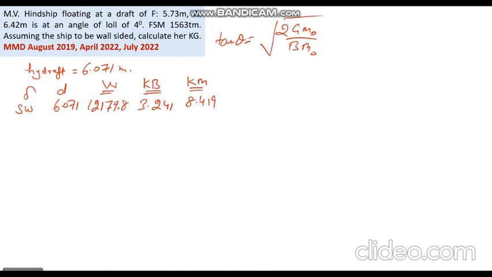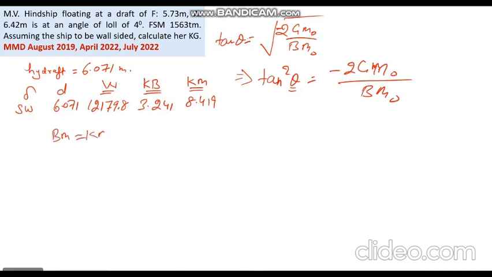So what do we know? This formula can be written like this: tan square theta is equal to minus 2 GM initial upon BM initial. Sorry, I forgot to put minus here. So you can put the minus, right? Now we know theta. BM will be equal to KM minus KB.